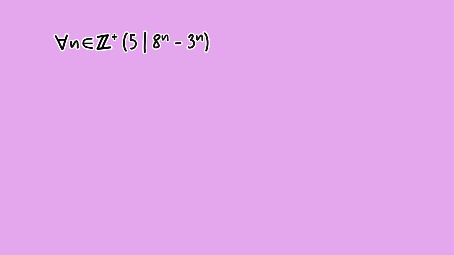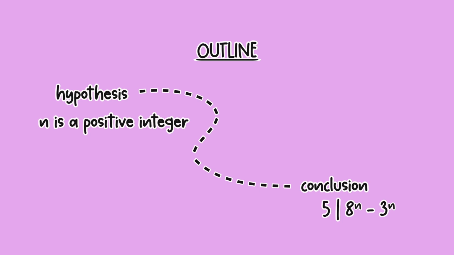Let's come back to divisibility. We're now asked to prove that for any positive integer n, 8 to the power n minus 3 to the power n is divisible by 5. It is very difficult to use a direct proof for this, since the only assumption we know is that n is an integer.